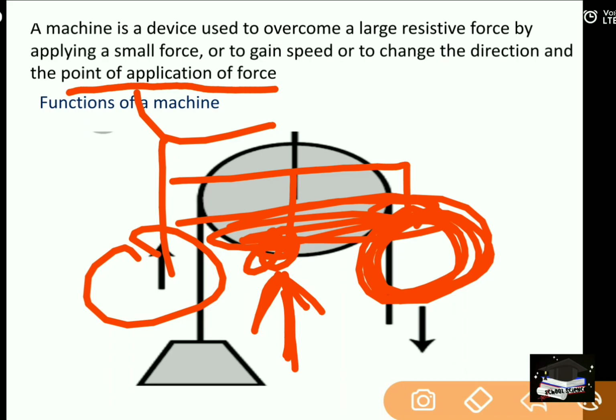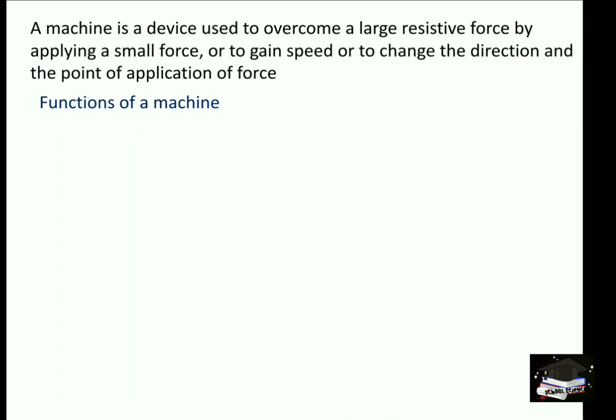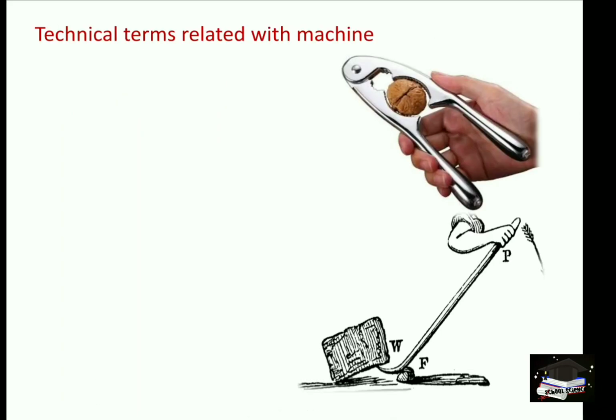We are not applying the force directly on the rear wheel, but we are applying the force on the pedal, and that force gets transmitted to the rear wheel. So in this way, in this bicycle, we can change the point of application of force. These are the 4 functions of a machine. Our next topic will be some technical terms related to the machine. Before understanding the machine, there are many terms which we need to understand.